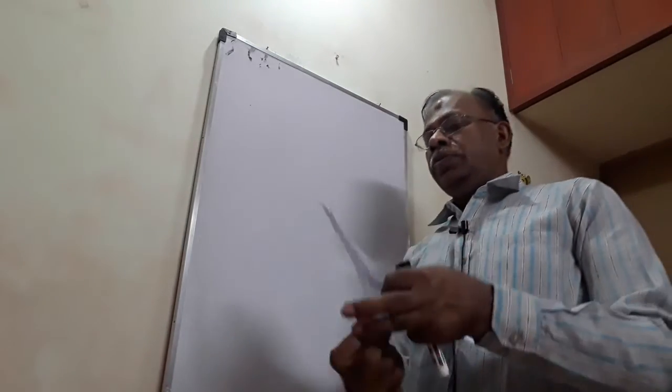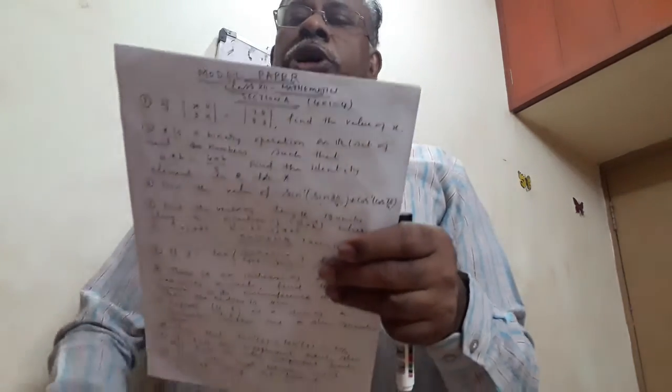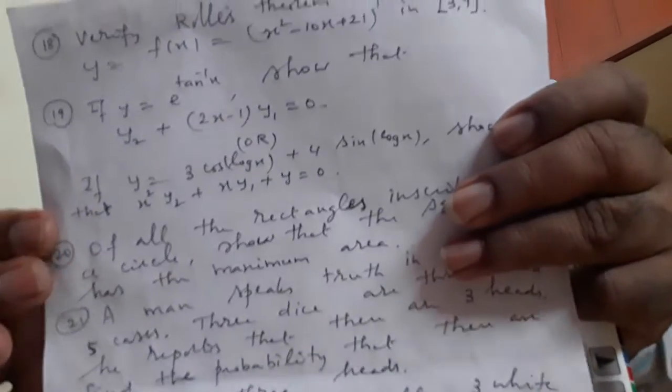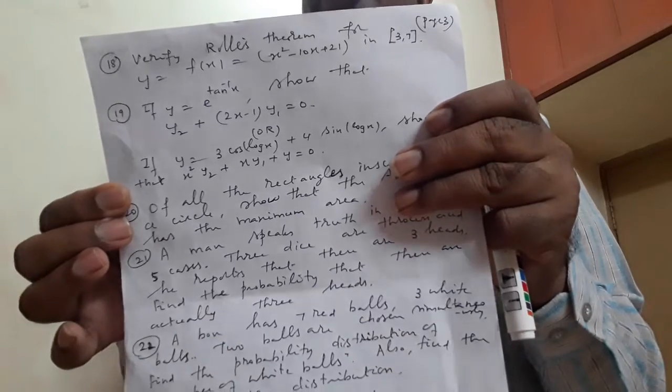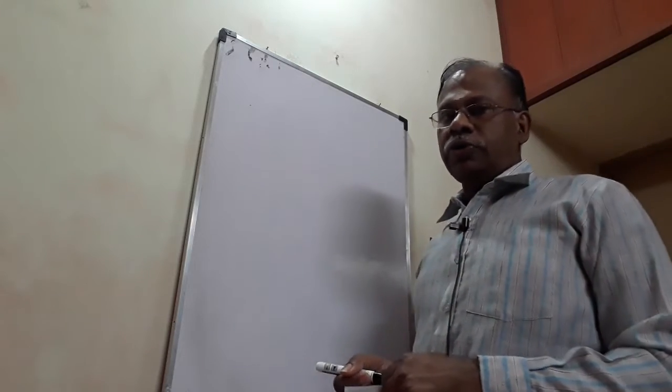Okay, then the next one. Verify Rolle's theorem for y equal to f of x equal to x squared minus 10x plus 21 in the interval [3, 7]. Just read question number 18. Now you are supposed to recall the rule for Rolle's theorem.